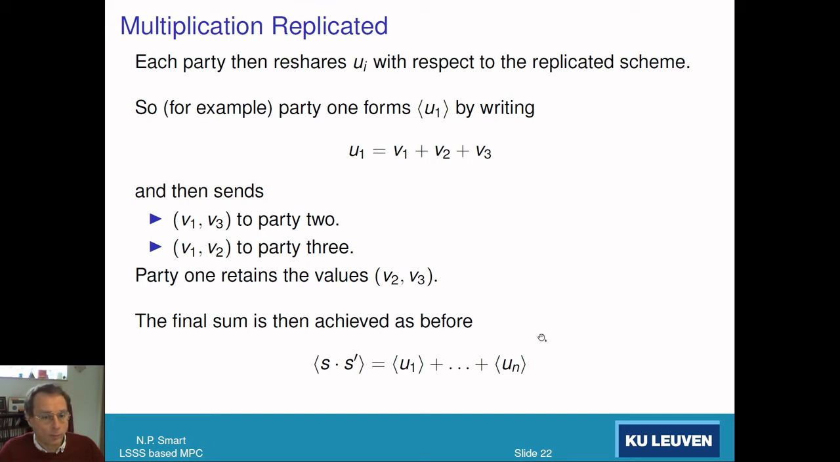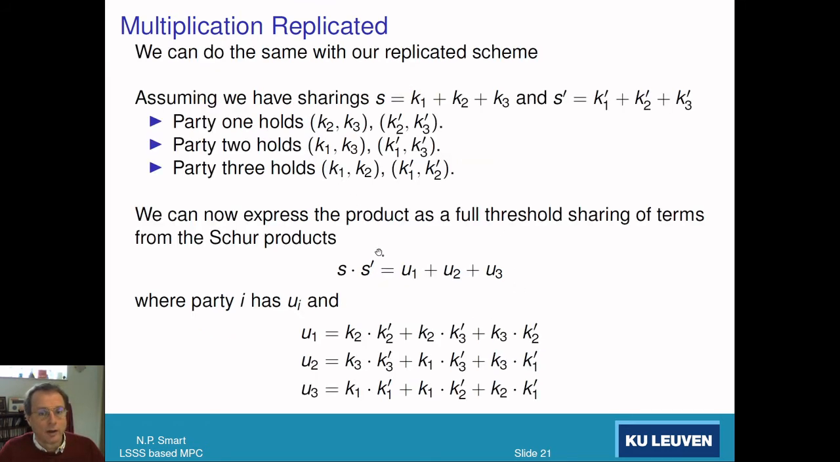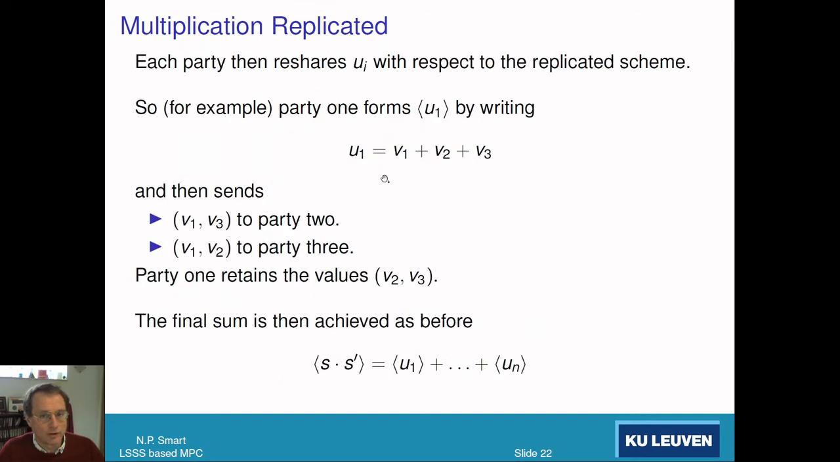When each of parties 1, 2, and 3 have done that, they can compute the sum and therefore the product as normal. So again, we express the product as a full threshold sharing, take the value, share that in terms of the underlying secret sharing scheme, and then just add all the shares up. So it's very similar.